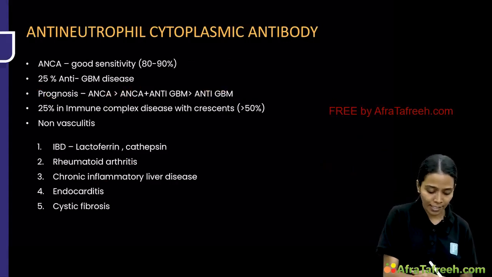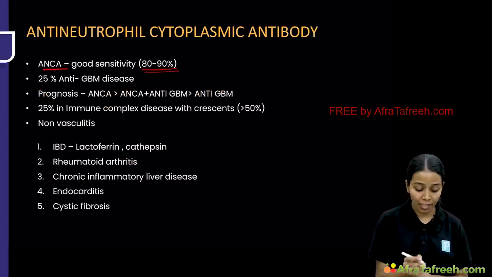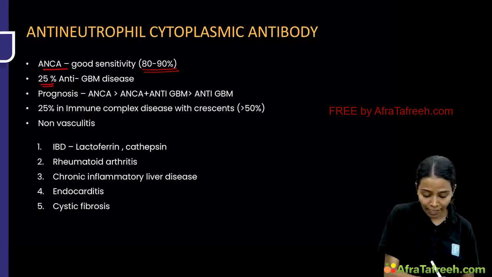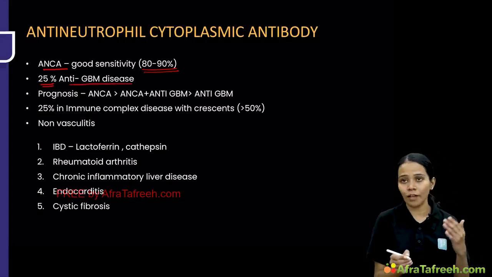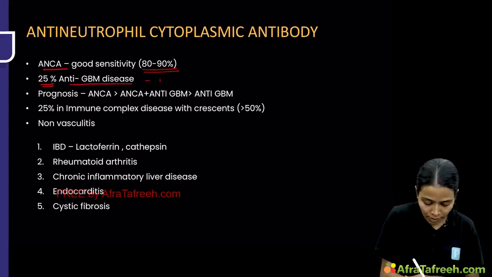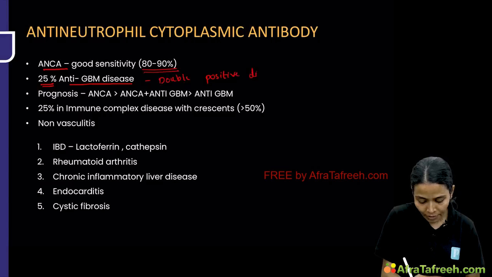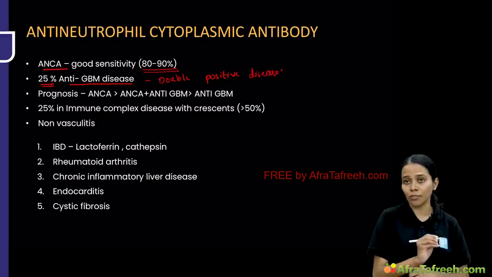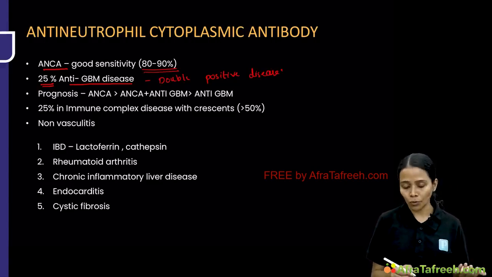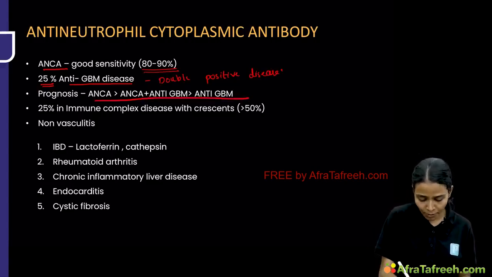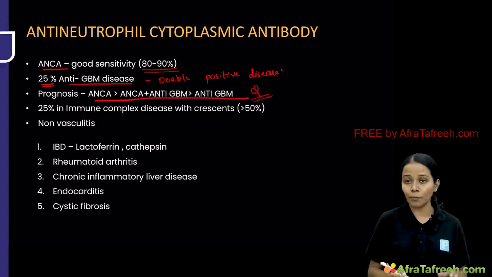Now, ANCA testing has very good sensitivity, around 80 to 90%. 25% of patients with anti-GBM disease also are going to have ANCA positivity. So we call this double positive disease, right? We dealt with this in the chapter on anti-GBM disease also. If you see the prognosis, this is very important. This has been asked in the exam in the AIIMS paper.